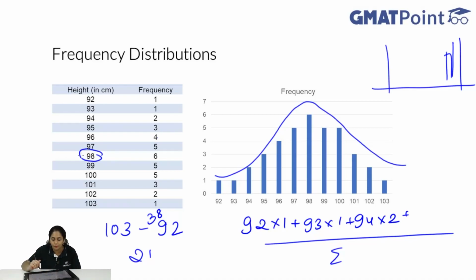What would be the mode? Again, the mode is the value at which the graph peaks, which is again 98. Even in the table, it is the value which has the highest frequency, that is again 6. So the mode is also 98.